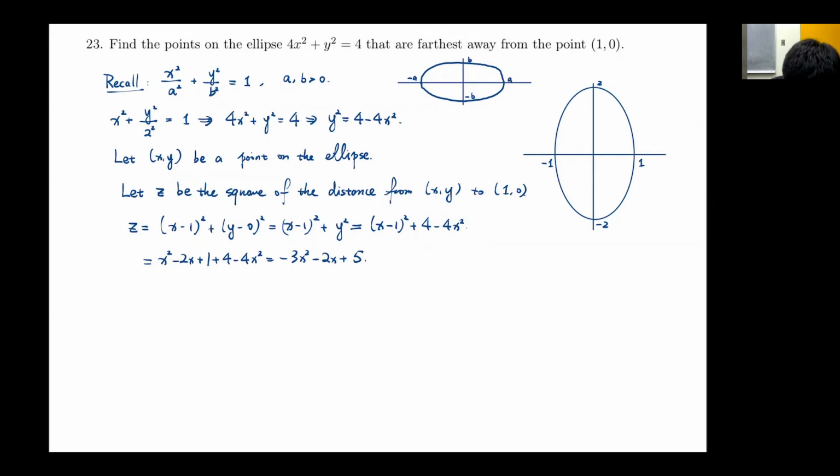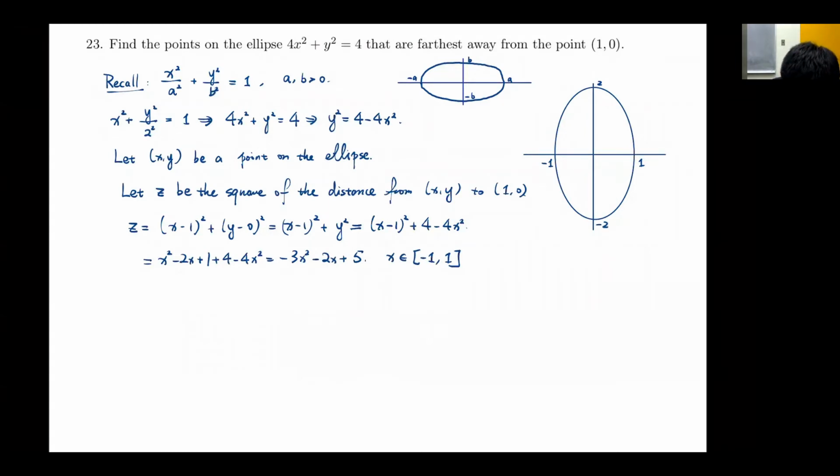And we are going to maximize this function. But notice that the domain of x will be from minus 1 to 1 because the curve is sitting on the ellipse. The smallest possible x coordinate will be minus 1, and the largest possible x coordinate will be positive 1. All right, so that concludes the part of mathematicalizing the problem.